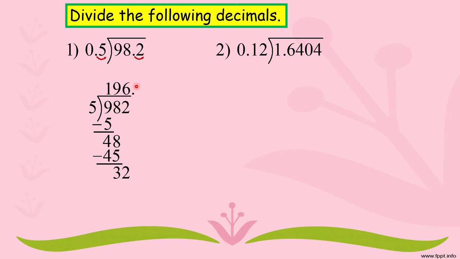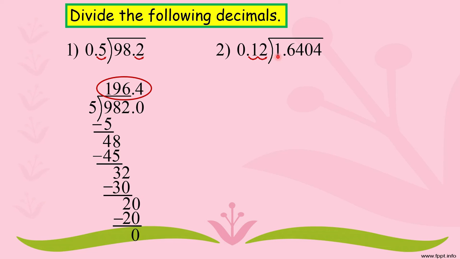That will be equal to 6. So 6 times 5, you have now 30. Subtract the two numbers, you will have 2. In this case, you still have a remainder. So you can add 0 right after your last digit, and then bring down this one. That's why you have now 20. 20 divided by 5 will be equal to 4. And then 4 times 5 is equal to 20. Subtract. You will now have 0. That's why in your final answer, you have 196.4.